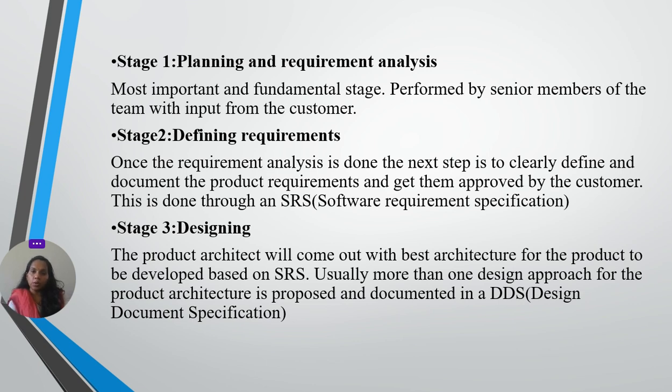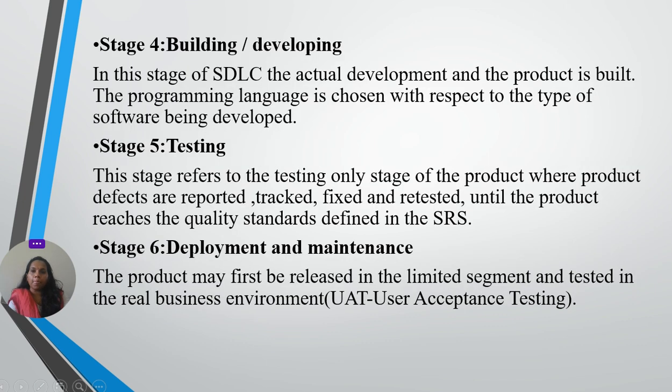Stage 3, designing. The product architect will come up with the best architecture for the product to be developed based on the SRS. Usually, more than one design approach for the product architecture is proposed and documented in a DDS, that is, Design Document Specification. Stage 4, building and developing. In this stage of SDLC, the actual development happens and the product is built. The programming language is chosen with respect to the type of software being developed.